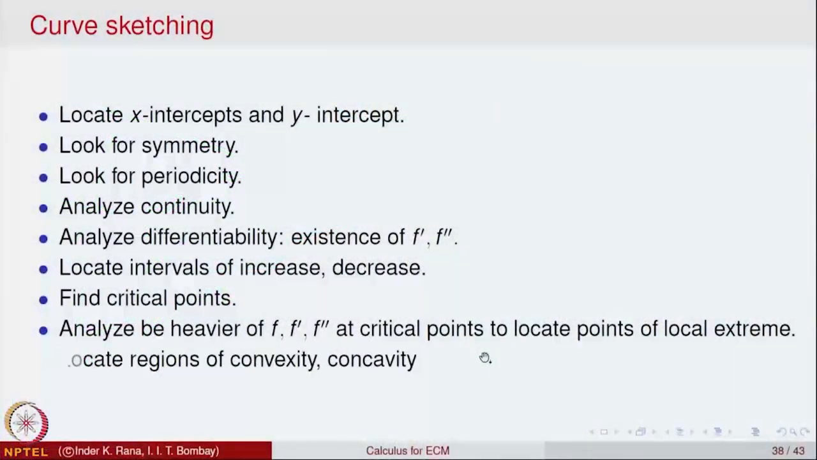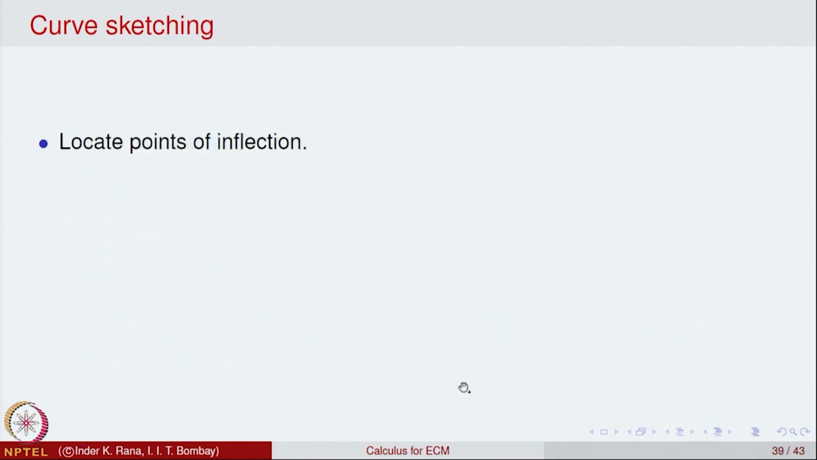The nature of the second derivative will give you concave up, concave down, and points of inflection. So, locate those intervals where the first derivative is positive or negative, increase, decrease, and critical points where the derivative is equal to 0. The first derivative can help you to locate whether the points of extrema are local maxima or local minima, and so on. The nature of the second derivative will give you whether the function is convex or concave, what are the intervals of convexity and concavity, and what are the points of inflection.